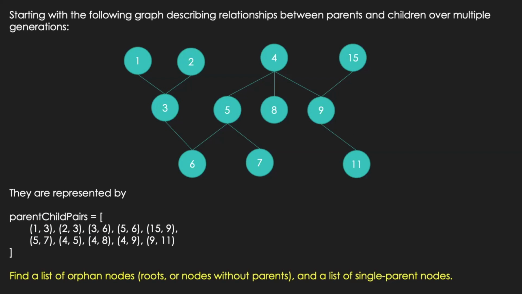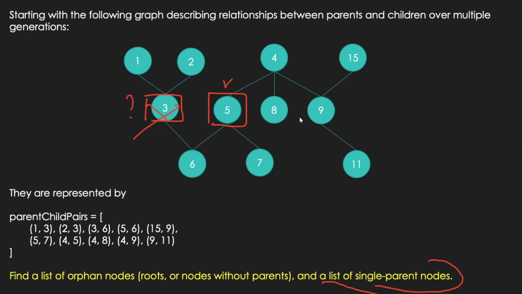The second part of the problem is to find a list of single parent nodes. Let's look at what those are. This means we're looking for nodes with only one parent. So is 3 one of them? No, because 3 actually has 2 parents, 1 and 2. But what about 5? Well, 5 has only one parent, which is 4. So 5 is good.